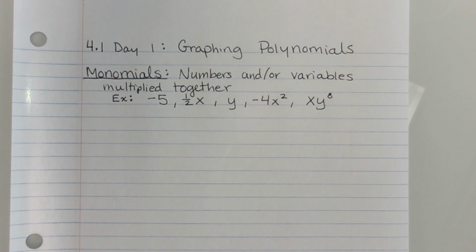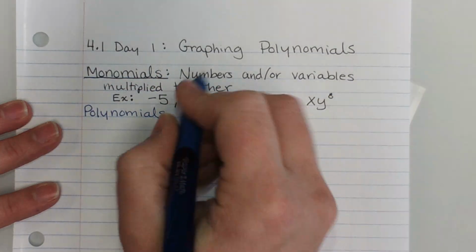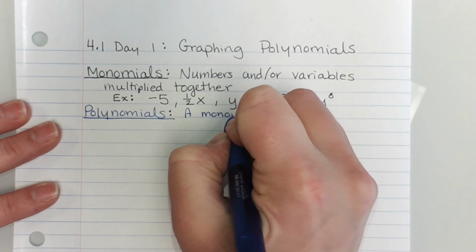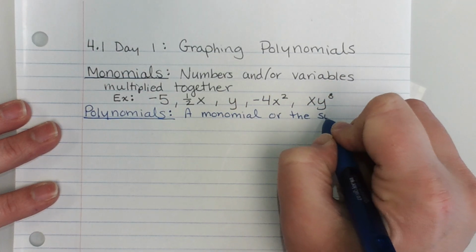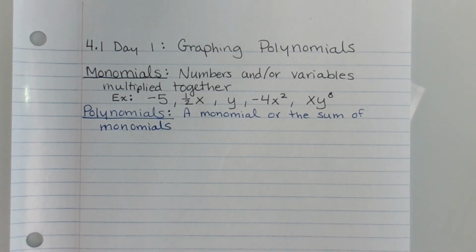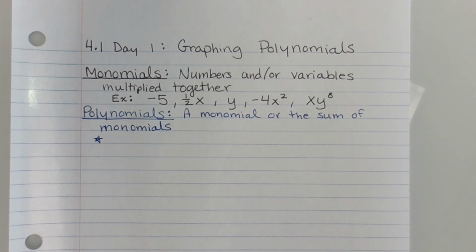You're never going to see division, addition, subtraction, negative exponents, or roots like square roots. You're never going to see dividing by a variable. None of that will show up in a monomial. That's important because getting into polynomials, which is our focus of this entire section, a polynomial is either a monomial or the sum of monomials. So if I take all of these different monomials and I just add them all together, still, that's a polynomial, or individually they're polynomials.